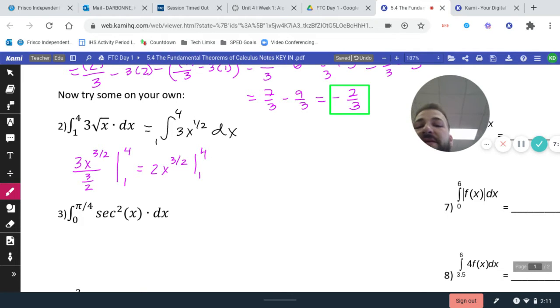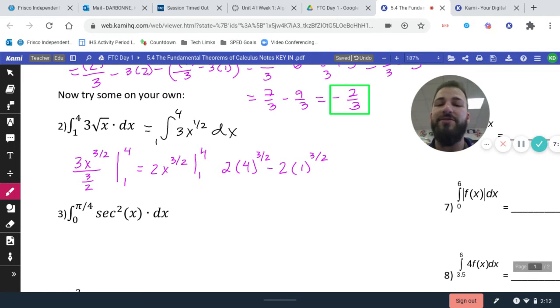So this becomes 2 times 4 to the 3/2 power, minus 2 times 1 to the 3/2 power. Notice how I didn't have to put parentheses around the whole second piece this time because there's only one term to my function. But if it makes you happier, put parentheses so you don't forget.